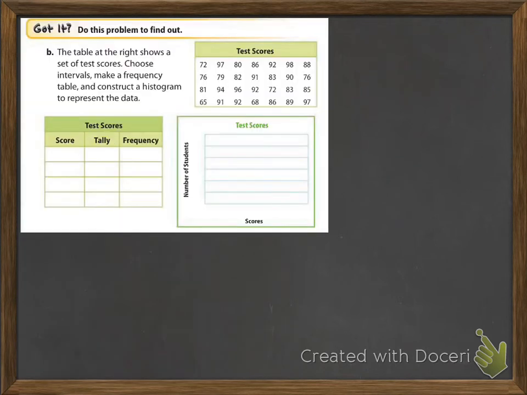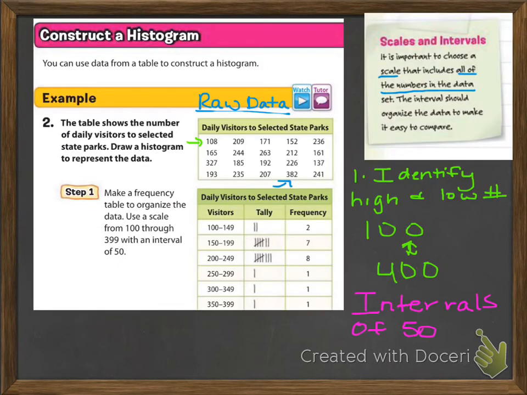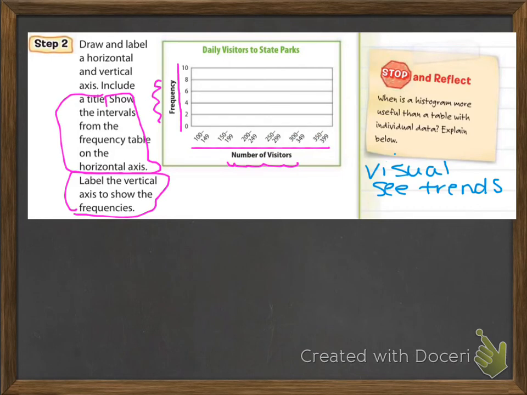So you want to pause the video now, and remember, the first thing you're going to do is take the raw data, which is going to be right up here, and you're going to be transferring it into the test scores, into the score, tally, and frequency, but now you have to figure out the ranges. So remember, go back to that last page, and remember that you are going to identify those high and low numbers, and then the best intervals to give you the best information.